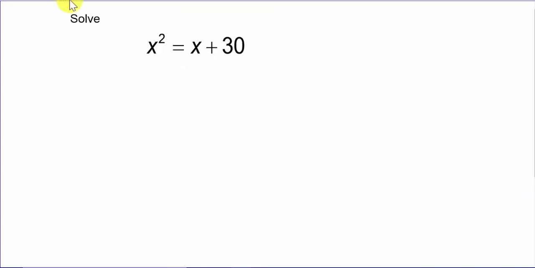So I see an x squared in my problem. I know it's a quadratic. My first plan of attack is to set the whole equation equal to 0. And if I look at it and see, hey, I can factor that, then I'm going to factor it. I go to the quadratic formula absolutely last.